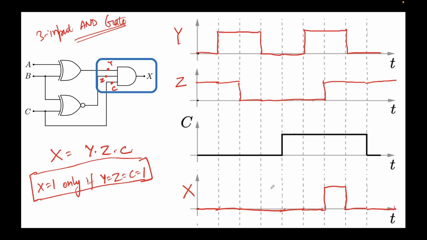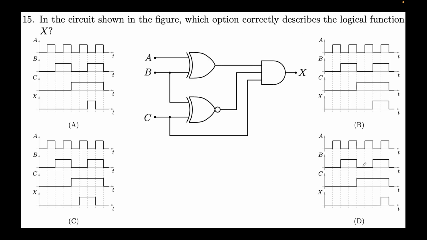Okay, so this is the output X that we had obtained. All right, for the sake of clarity, let's number this. This is the first time period, second, third, fourth, 5, 6, 7, 8. So what we're seeing very clearly is that the output X remains low throughout except for the 7th time period where it's high, otherwise it's low throughout. So that's our answer.